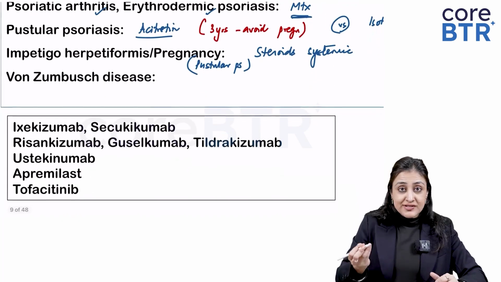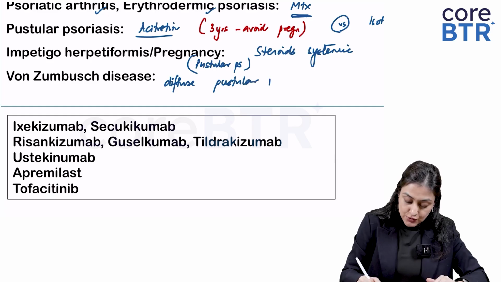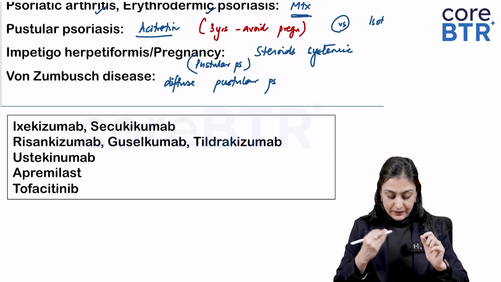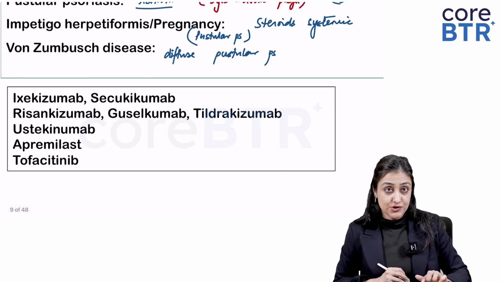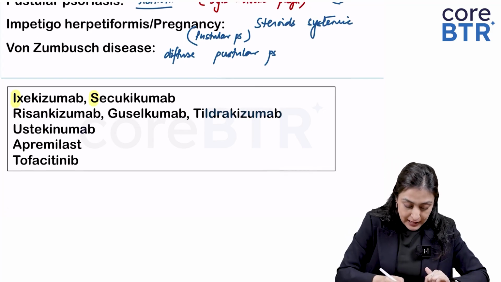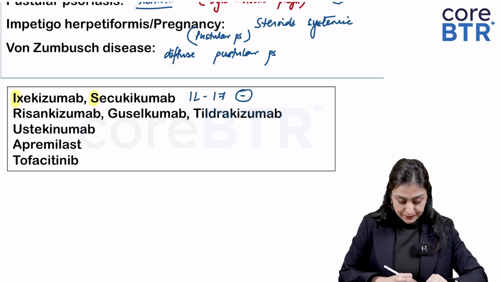Von Zumbusch disease, again, just know the name is just diffuse pustular psoriasis, right? So pustular psoriasis throughout the body called Von Zumbusch disease, just a fancy name. Then let's do the new drugs, right? So newer biological agents. So I7, it's in the name, IL-17, 1N.